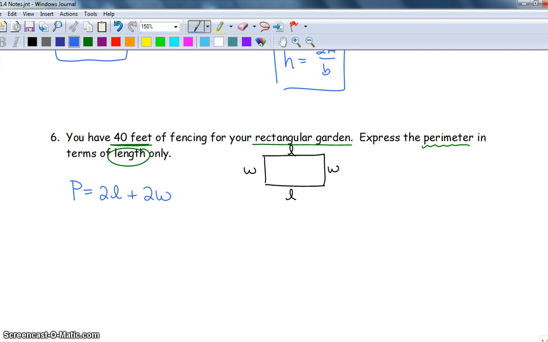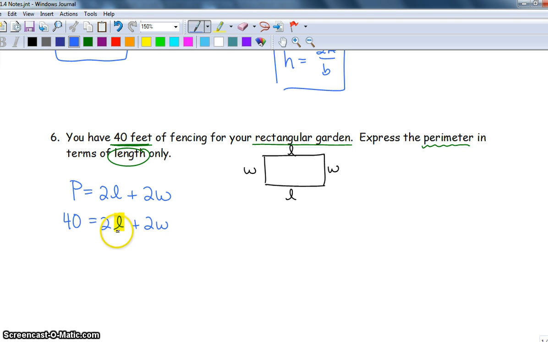Now what I know is that I want the perimeter to be 40 because I've got 40 feet of fencing. So the P is being replaced with 40. And I want to express the perimeter in terms of length only. That just means I want to solve for L. So this is my variable that I'm going to isolate. Unlike numbers 4 and 5, I don't have one term on the side with my variable. I've got 2 terms. 2L is a term and 2W is a term. So this is more like questions 1 through 3 on your notes.